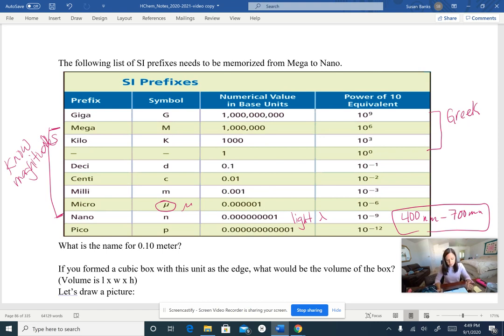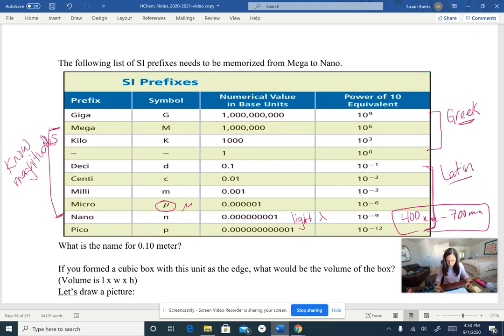And then pico is, so we go from billion to trillion. So pico is 1/1,000,000,000,000th of whatever we're talking about. So notice also that these smaller prefixes here are Latin. Okay, so our bigger prefixes are Greek, our smaller prefixes are Latin.